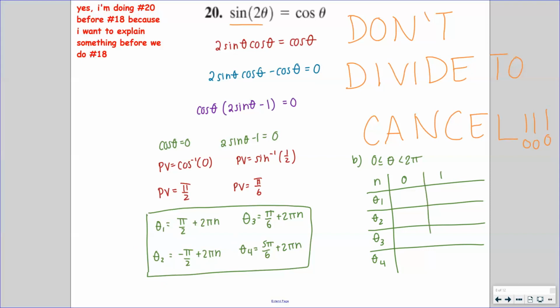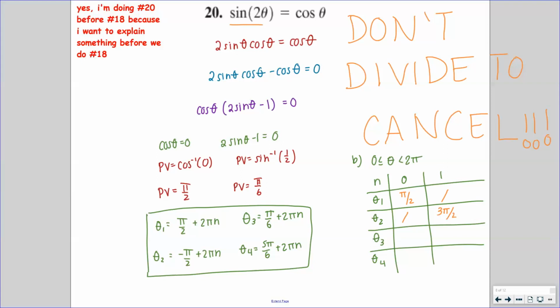Okay, I'm going to start with 0, 1. You can always add more if we need. Theta 1, when n is 0, we get pi over 2, and then there's not going to be a solution when n is 1. For theta 2, when n is 0, we get a negative value, so that doesn't work. But when n is 1, we're going to get 3 pi over 2.